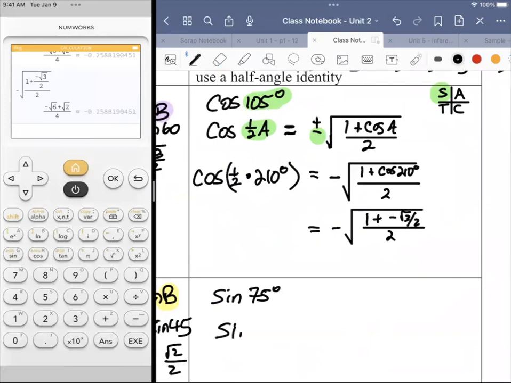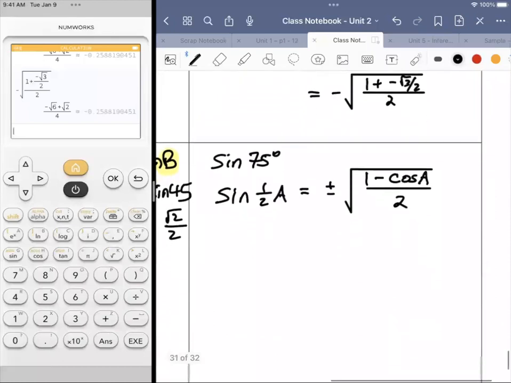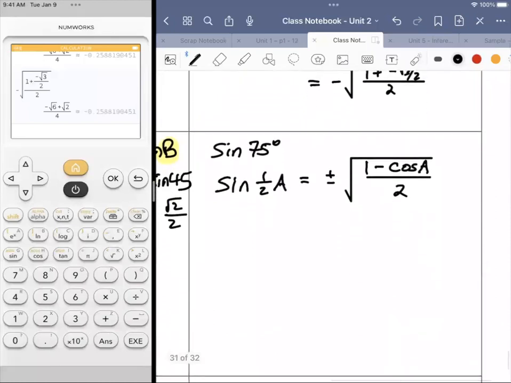Our sine formula, sine of 1/2 a, is about the same as the cosine 1/2 a formula. The exception is there's a 1 minus on the top of the fraction. Procedurally, we're going to do the same thing. All right, we're going to figure out the a value. So we just take this number and double it. So sine of 1/2 times 150 degrees.